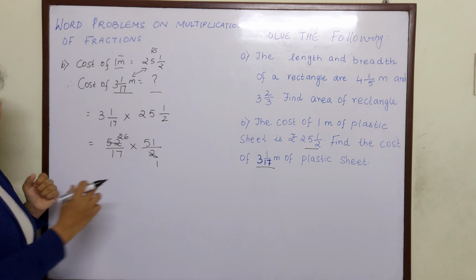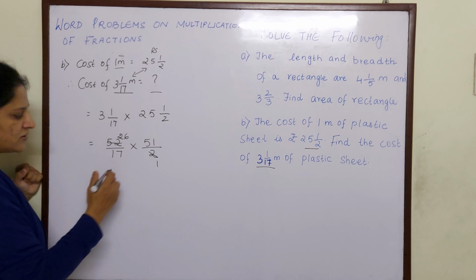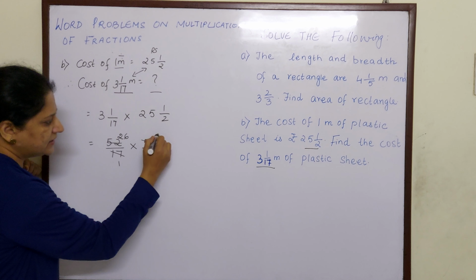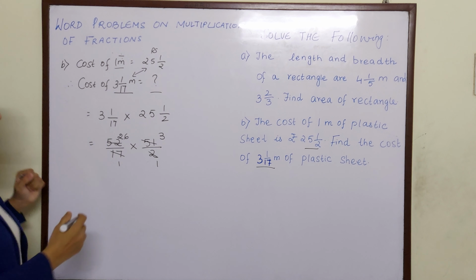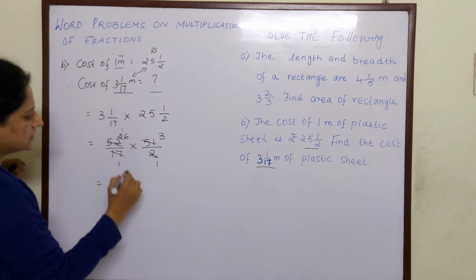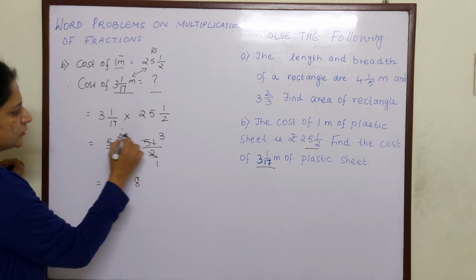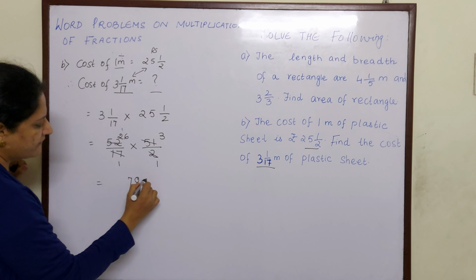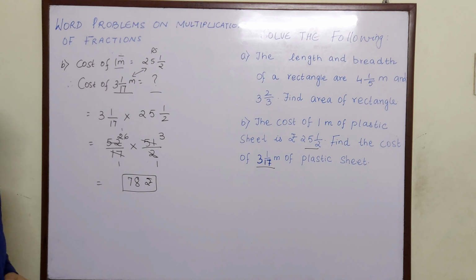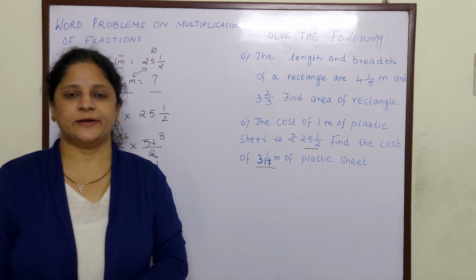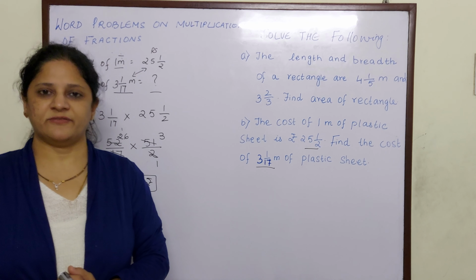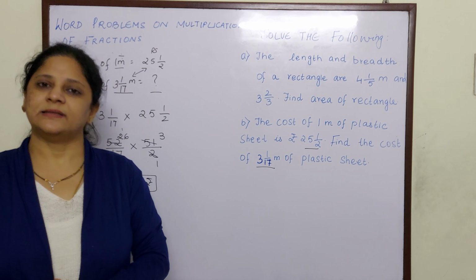Now 17 and 51 are both multiples of 17. 17 ones are 17, 17 threes are 51. Now you don't have anything in the denominator, so only numerator. 3 6s are 18, 3 2s are 6 plus 1, 78 rupees. And you have got the final answer. So in this way you can find out whether a particular word problem is multiplication or division. We will do more sums in the next class.